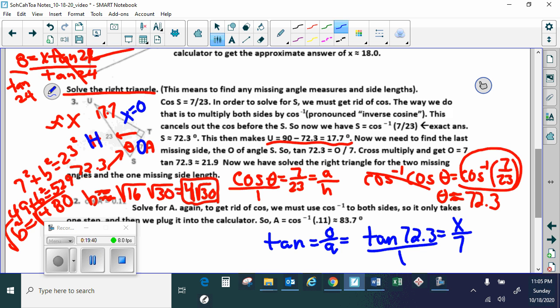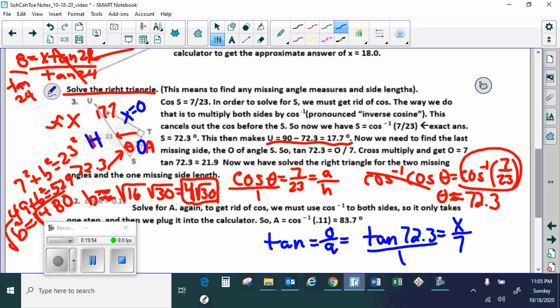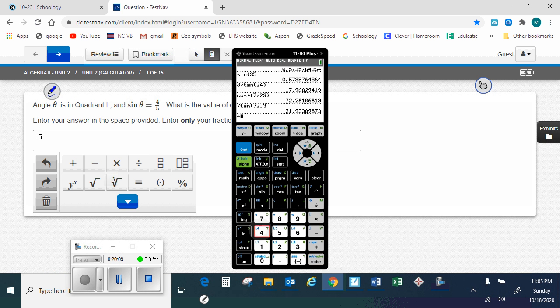So now I cross multiply, I do 7 times tangent of 72.3. It's going to be close to our answer. That's 21.9 approximately. So x is approximately 21.9. That's using SohCahToa. Well, don't forget the real answer was 4 root 30. So if I type in 4 root 30, hit enter now. Look at that, 21.9. Look how close those answers are to one another.